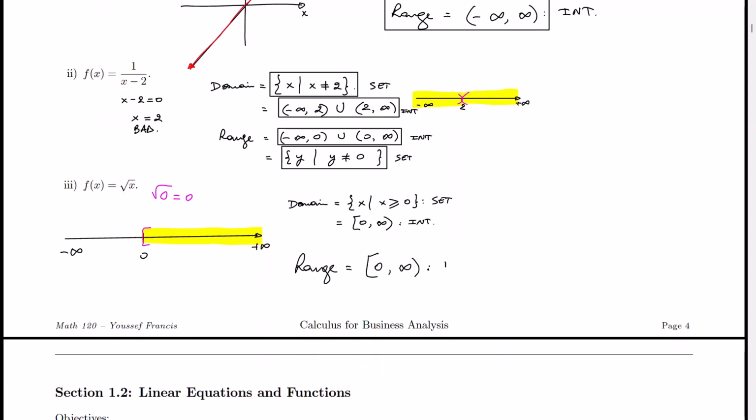So this is the interval notation, and I'm not going to write set builder notation because it's literally the same as what we previously mentioned. So there it is. Pick one of those, and that's it for this section.